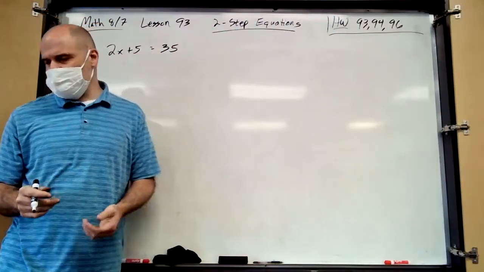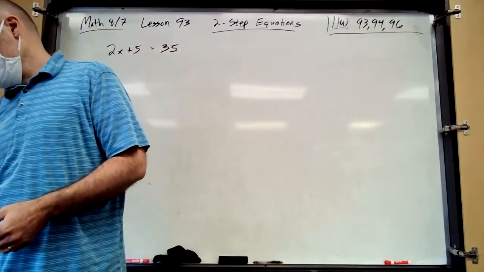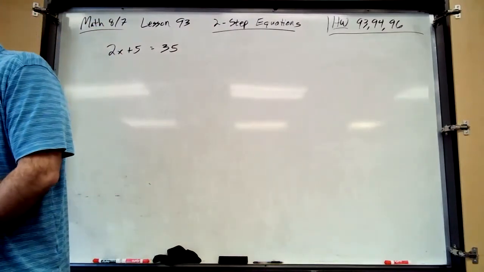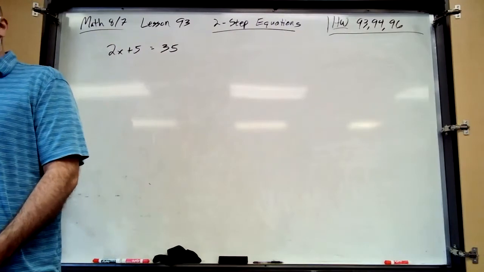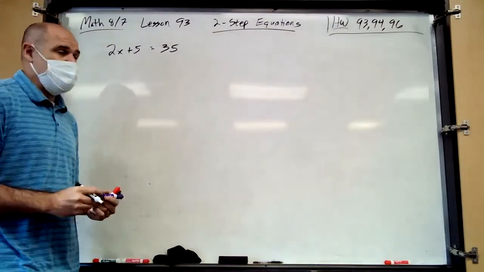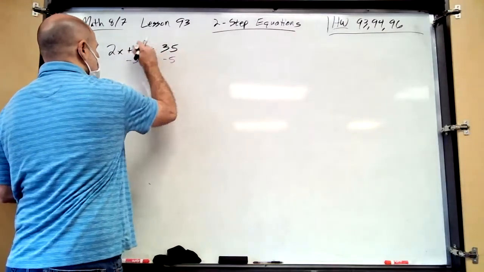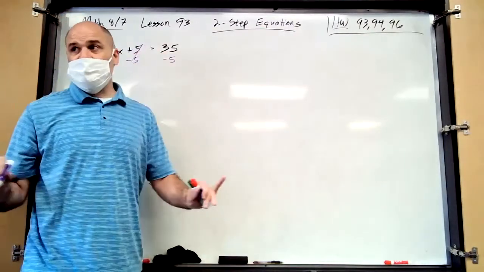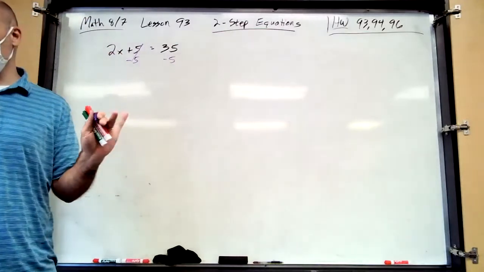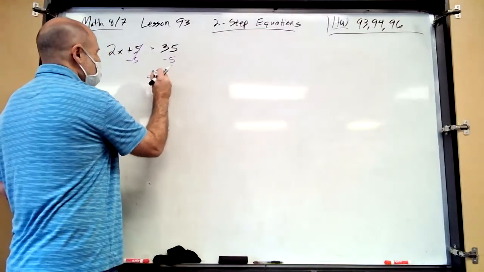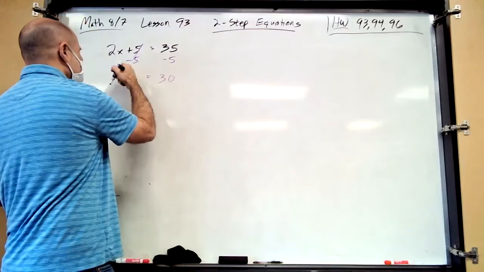But how do you get rid of, I'll use my red pen, but not for this one. How do you get rid of 5? Well, 5 is being added, so what's the opposite of addition? Subtraction. So we're going to get rid of 5 like this. So whatever you do to one side, do to the other. Cover your tracks. Make it look like nothing happened. Okay, so then we're left with 30 on this side and then a 2x on this side.